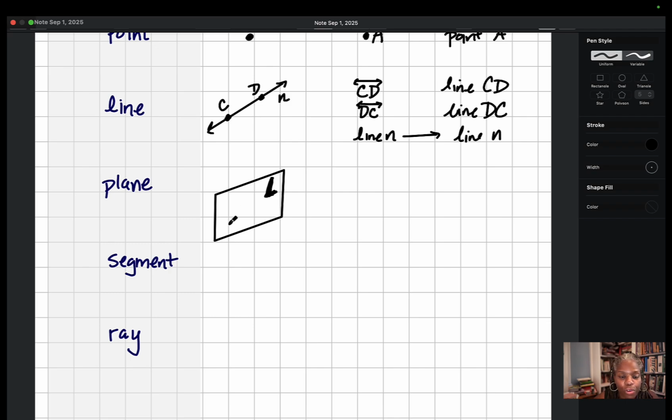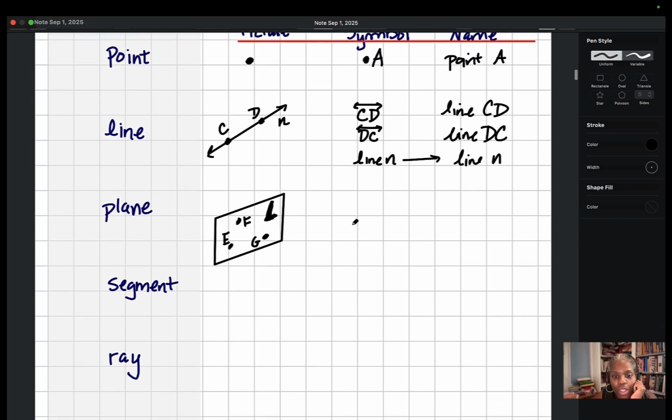Another way I can refer to a plane is if I've got 3 points that are not collinear, that are not in a straight line, right? Those 3 points are going to define a plane. So I'm going to call these points, let's say E, F, G. If I'm going to talk about this, I'm going to write out the word plane in each of these cases. So I'm going to call this plane L or plane EFG. I can call it plane L, plane EFG.